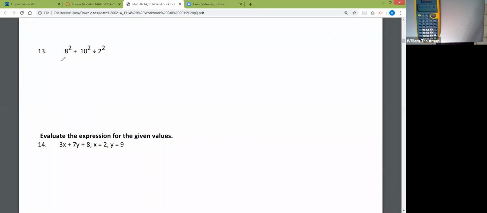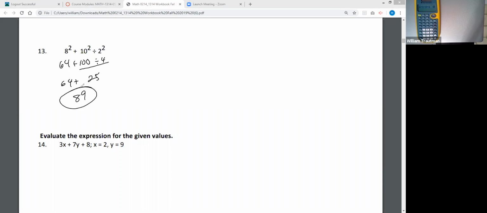This, all exponents first. That's 64. This is 100. That's 4. That's 25. Did anybody get 80? Oh, good. Denise, I see that you did it. Good, good, good. Thanks. So when you put that in your calculator, you should get 89.